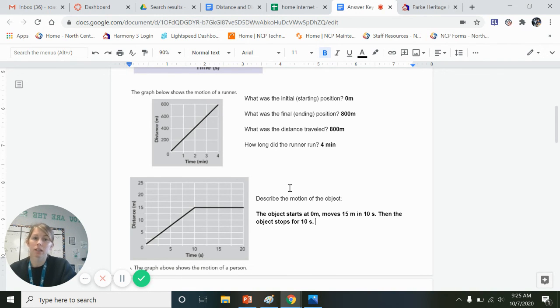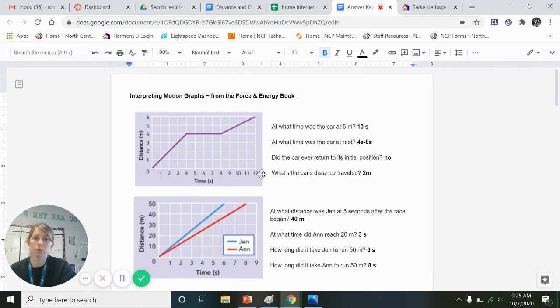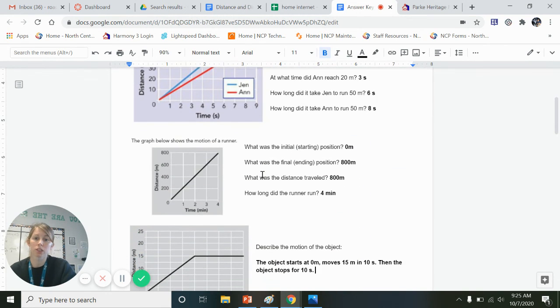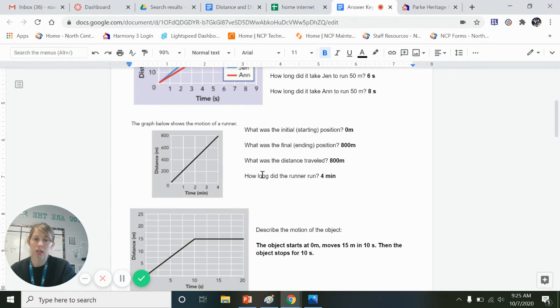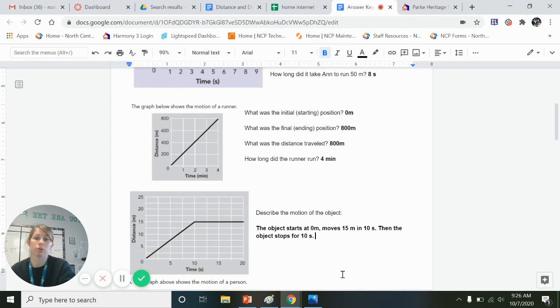I'm hoping that this description and answer key will help you. If you have any questions about interpreting graphs, we have a lot more after break. We're going to learn a lot more about how to actually calculate speed from the graphs. And so it's really important that you understand how to interpret and analyze and get this information I'm asking you to get now. If you have any questions, let me know.